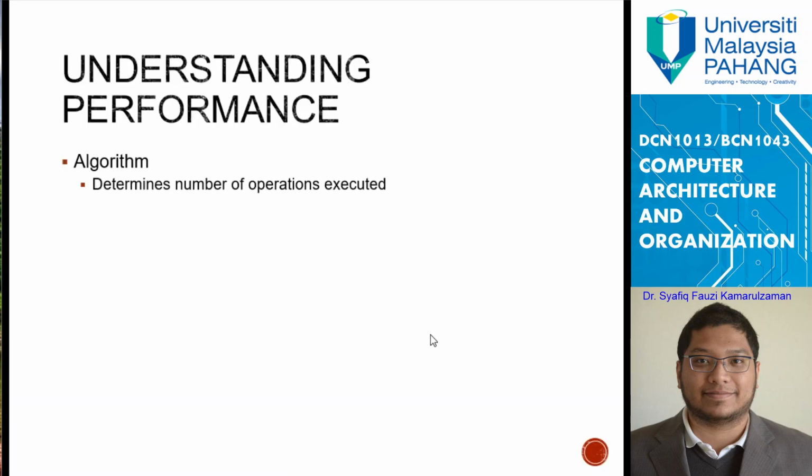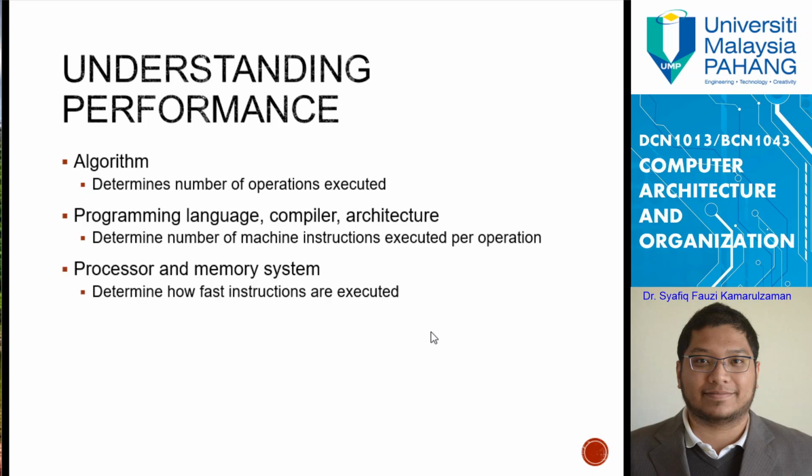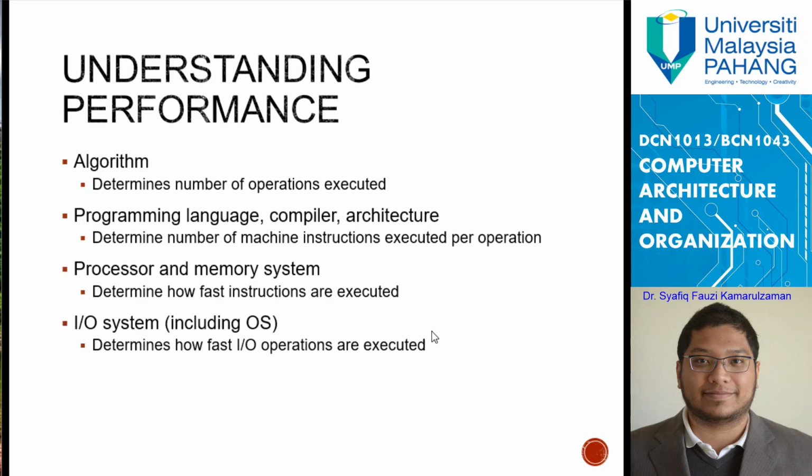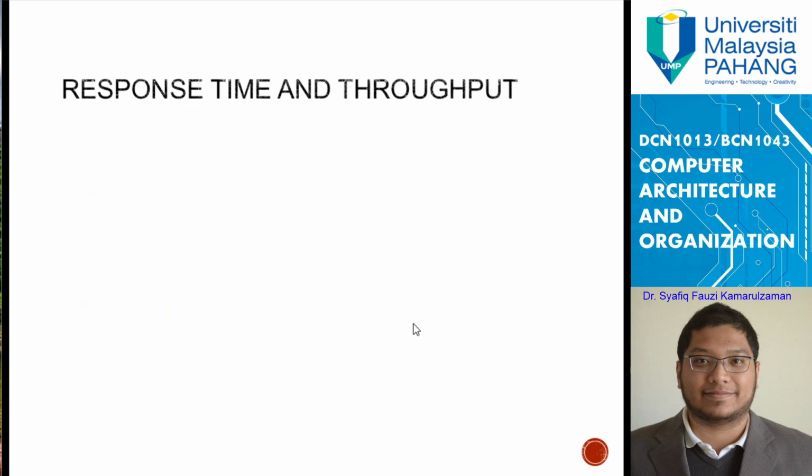So what exactly is performance? When we want to understand performance, it usually involves four things: algorithm, programming language and compiler architecture, processor and memory system, and also I/O, including the OS. The algorithm determines the number of operations executed. The programming language and compiler architecture determine the number of machine instructions executed per operation. The processor and memory system determine how fast instructions are executed, and the I/O system determines how fast I/O operations are executed.